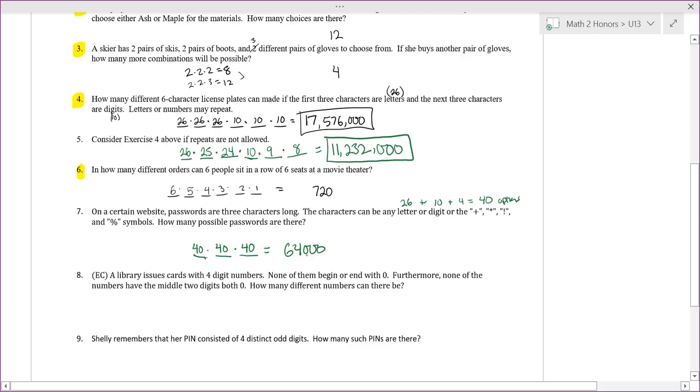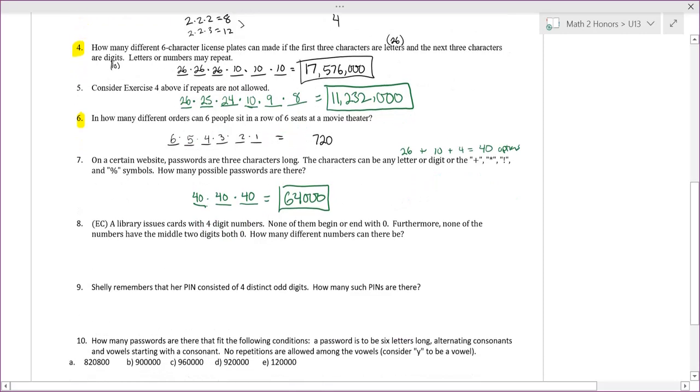Now in your homework, if you did this problem assuming you couldn't repeat, and you did like 40 times 39 times 38, that would be acceptable to me too, because it doesn't really clarify which one it is. But that's our answer. Again, look at how I'm showing my work. I'm not just putting 64,000, I'm showing what was multiplied together to get that. And that's going to be important.